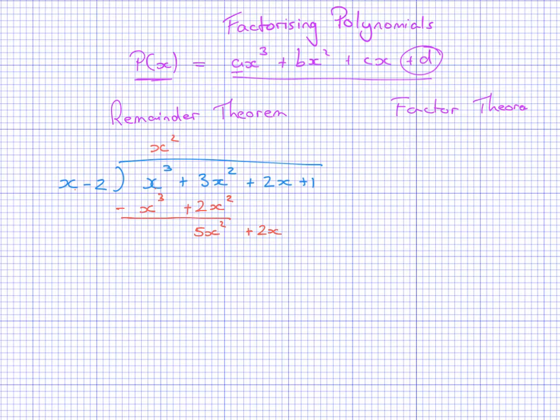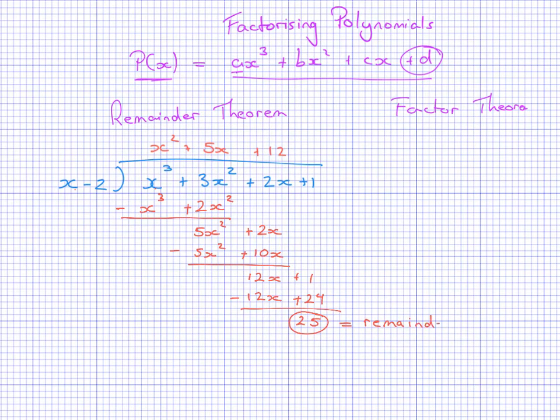5x squared divided by x gives us 5x. Multiply back down here. This should give us minus 10x. Subtract both of those. This should give us 12x plus 1. 12x divided by x is 12. So these should be pluses here, shouldn't they? Multiply back down, you get 12x minus 24. Subtract both of those. I end up with 25 and nothing left to divide. So this is the remainder.